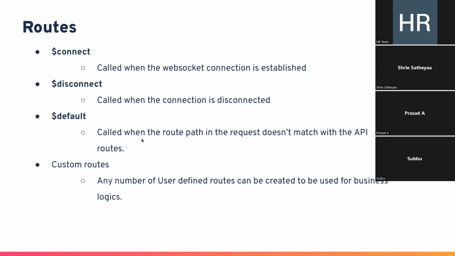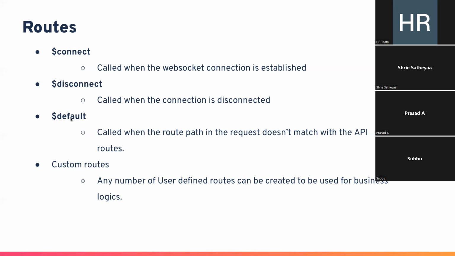Okay, so we have a different set of route events for the WebSocket API gateway. The first one is $connect. This particular event will be triggered whenever a WebSocket connection is established, and a $disconnect event will be triggered whenever the connection is disconnected, either from the API gateway side or from the client side.